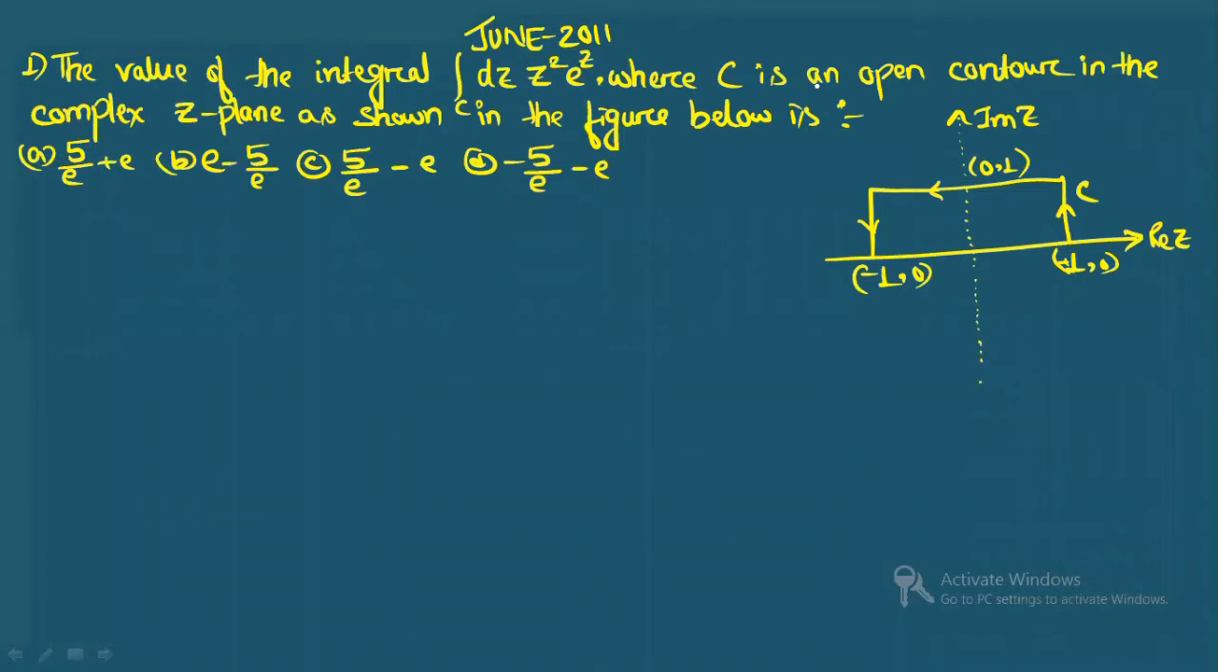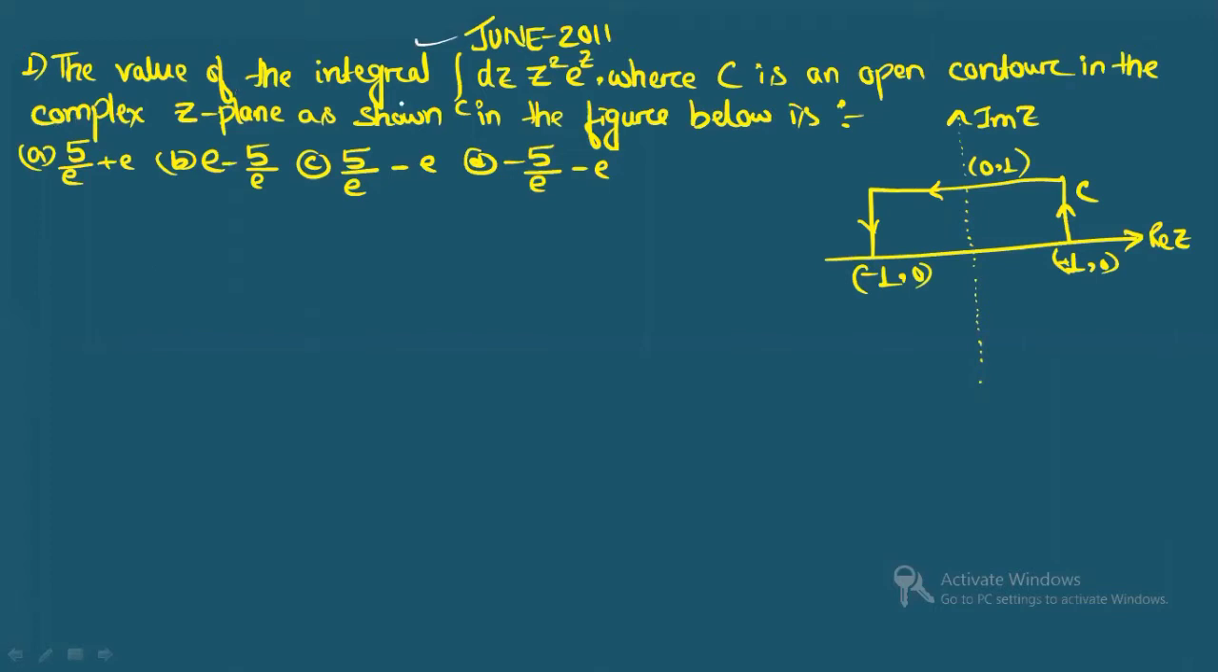In the previous video, we discussed the questions of the JEST examination and GATE examination. In this video, we will start with the CSIR NET examination. First we will start from June 2011. All the questions are from complex analysis. Clear? Now let's see the first question.